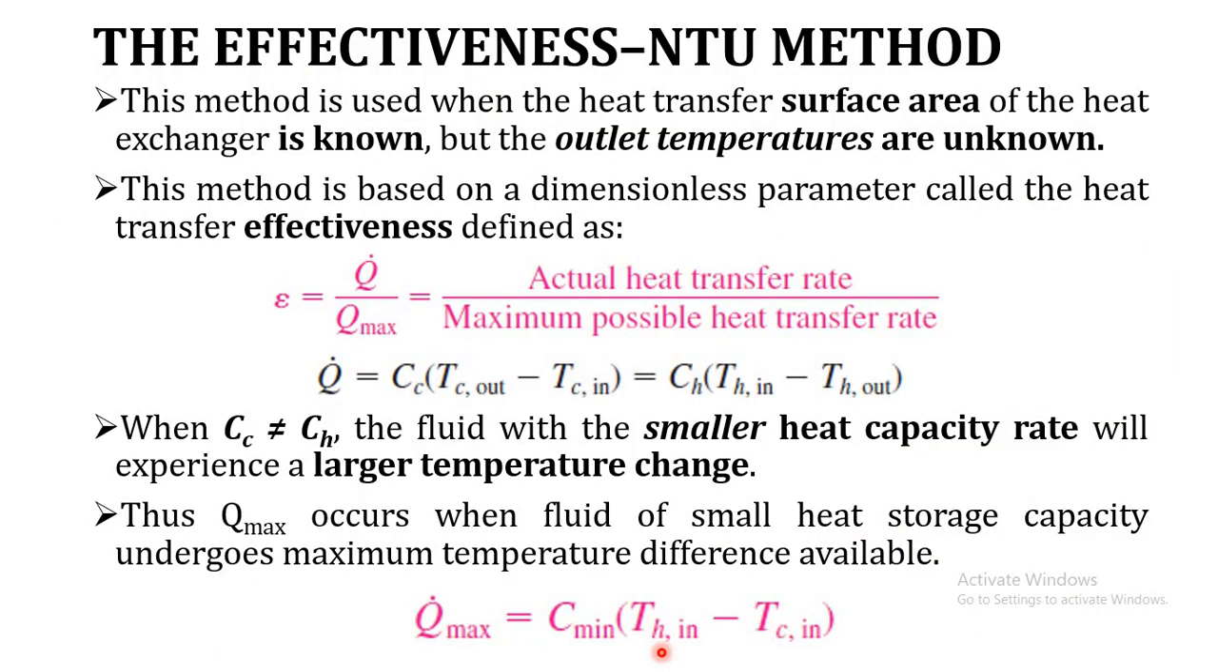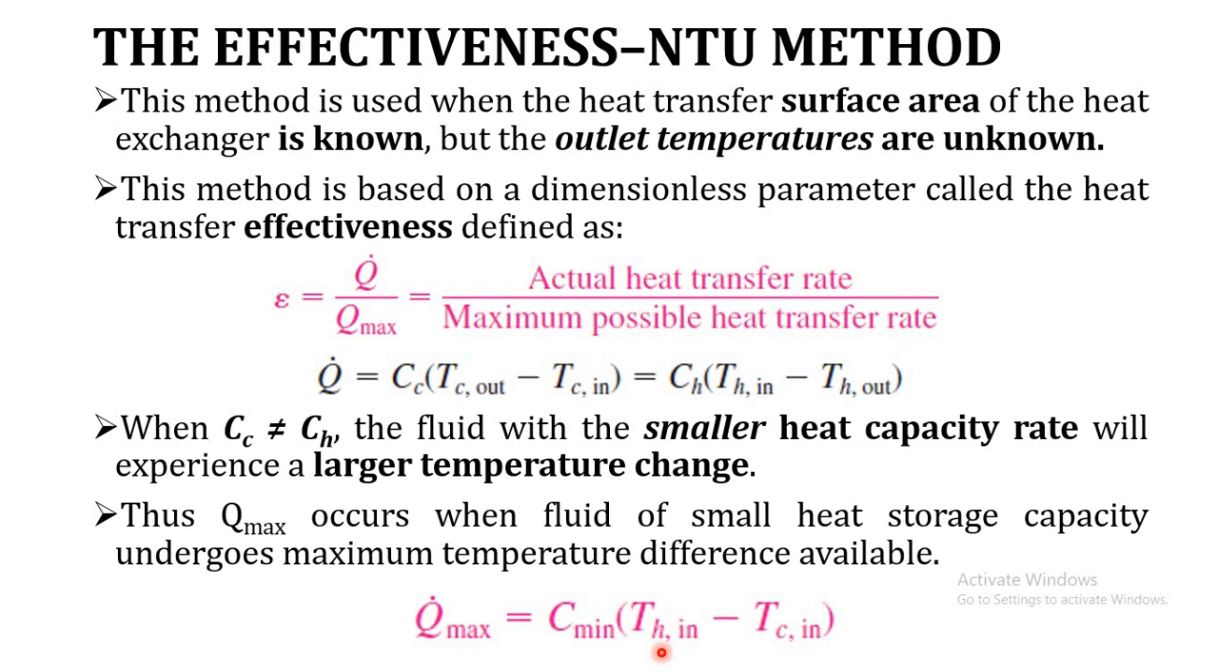Now the next method, the second method for the analysis of heat exchangers, is the effectiveness method. This method is used when both the outlet temperatures of the hot fluid and the cold fluid are unknown. If the outlet temperatures of both fluids are unknown, we couldn't calculate the LMTD. So in that case, we use the effectiveness method.